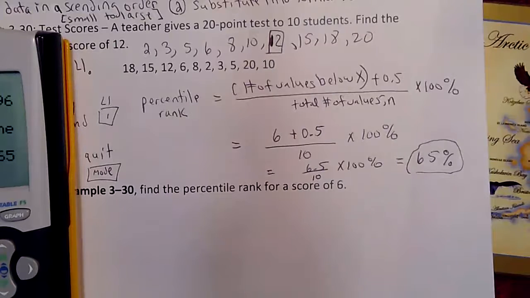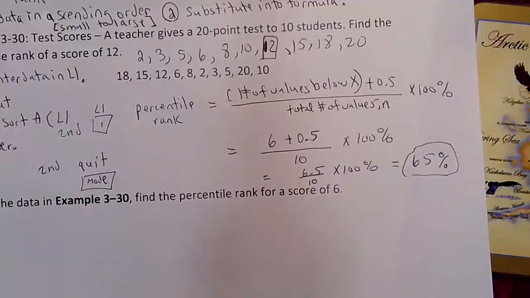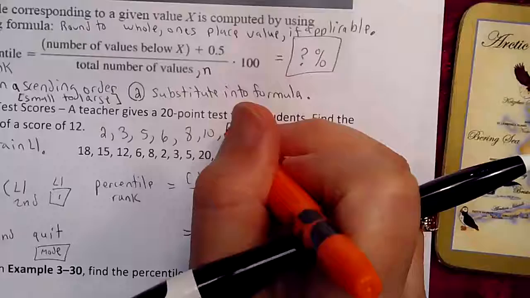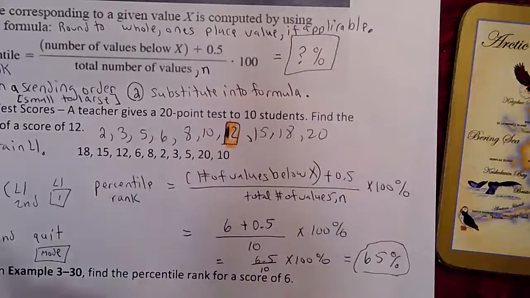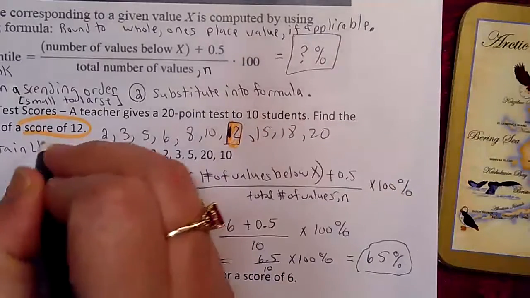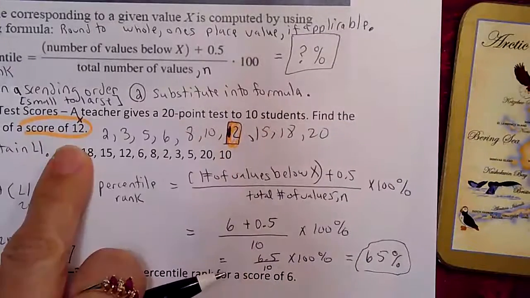Let's see if I can check that. I mean, look and see. Okay, good. So that looks good then, okay. Let's see, anything else to add at the top? Looks good, okay. And I think I just had the 12 highlighted here, and it said score of 12 right here. So you want the number of values that were below your x. And this is our x right here, 12. This tells us what our x is.